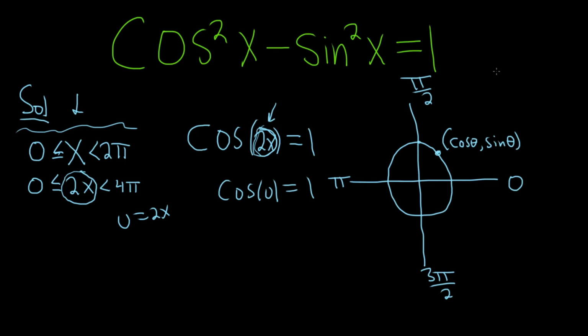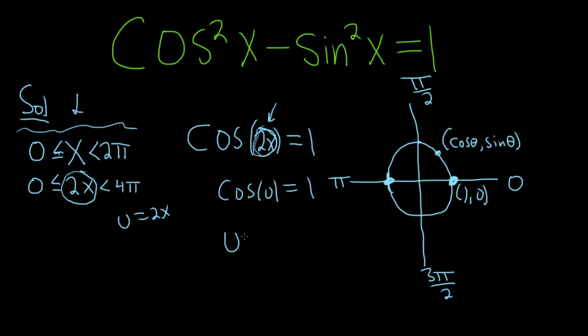So we want the places where the x-coordinate is 1. That's going to be here and here. No, it's going to be here, 1 comma 0, and that's it. I think this is the only place. Yeah, this is the only place where the x-coordinate is going to be 1. So the only angle would be 0.